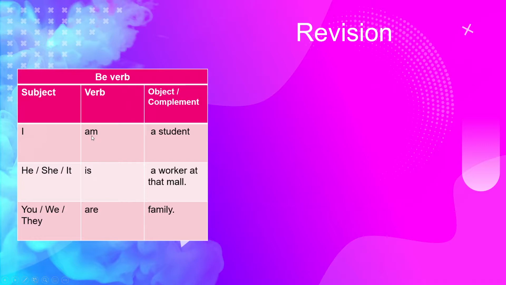So am is specially made for I. Istimewa hanya untuk I. I am. You cannot say I is or I are. Okay, just I am. I am a student.